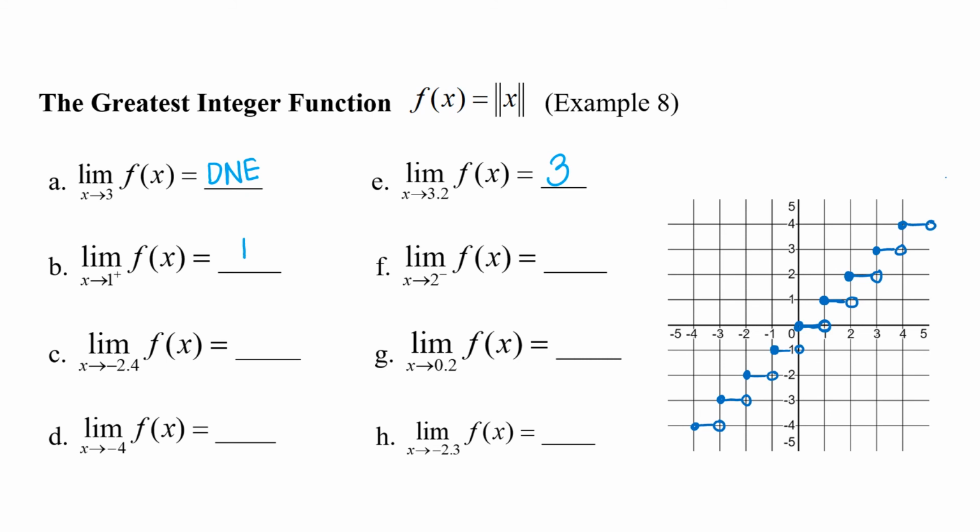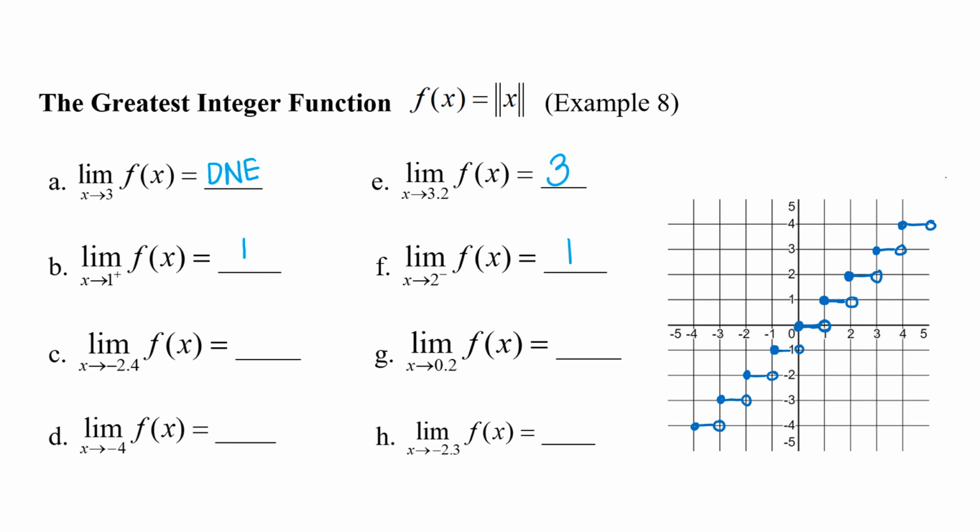Now we'll look at the limit as x approaches 2 from the left. So as I'm approaching 2 from the left, my outputs are approaching 1. There we go, I can actually write 1 now.